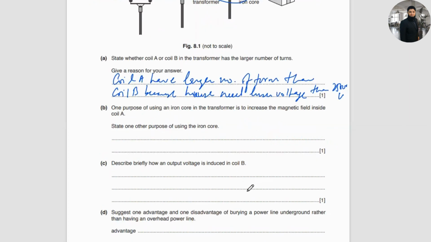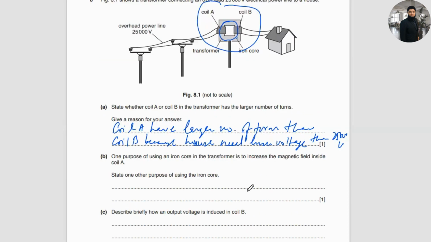Describe briefly how an output voltage is induced in coil B. So again, because of the changing magnetic flux, both the coils are connected or connect हो जाएंगी. So due to that, coil B has the induced voltages. ठीक है, तो हम यहाँ लिख सकते हैं the changing magnetic flux induce voltages.